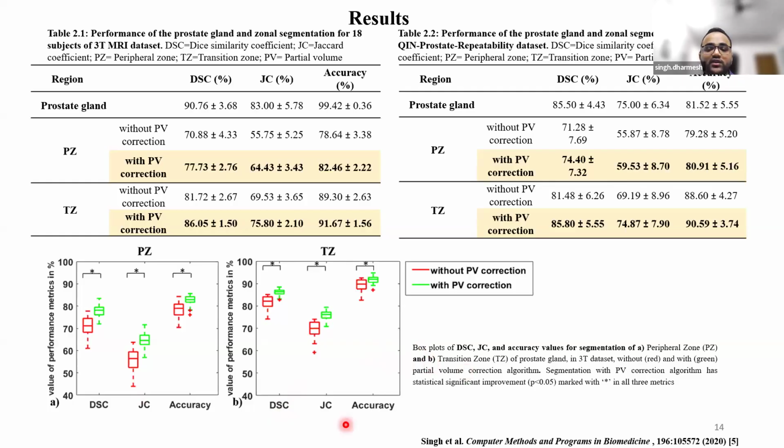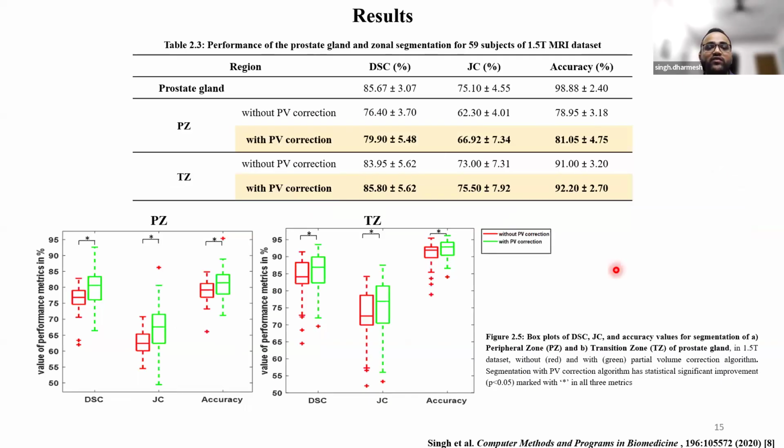In summary, the partial volume correction step significantly enhances segmentation performance, especially in the transition zone, which is the more difficult area. This step strengthens the foundation for downstream AI tasks like lesion detection and PI-RADS scoring. This is the further result based on 1.5 Tesla. This is also a vendor neutral algorithm, so for MRI you can use it on 3T and 1.5 Tesla. It shows the robustness of this method, and the result is the same as the previous one.